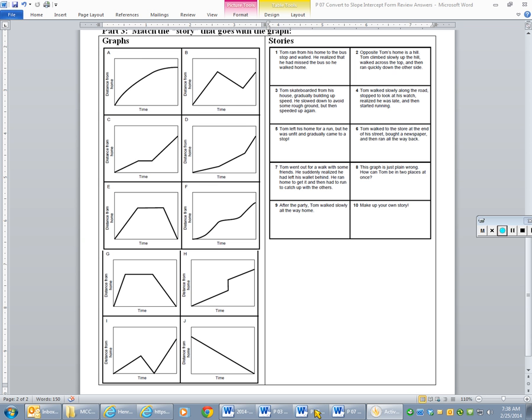Alright, let's look at number two. I'm going to change my color. Number two: Opposite Tom's home is a hill. Tom climbed slowly up the hill, walked across the top, and then ran quickly down the other side.